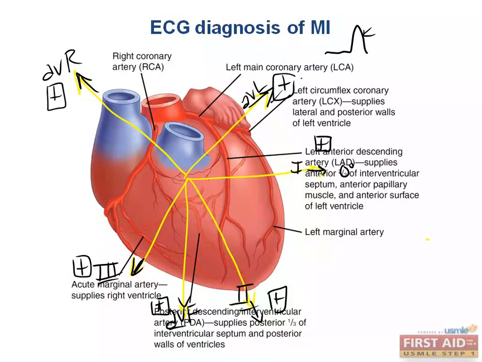I like to visualize each electrode of 2, 3, and AVF as a camera literally sitting on the left foot, looking up, trying to take snapshots of the heart's electrical activity. It's like someone that's really, really short sitting at your feet trying to take pictures of your heart, right?